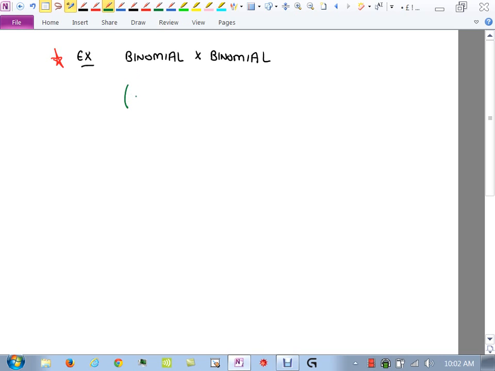Let's take something like 3xy plus 4xy squared, and then put that in parentheses, then start a new parentheses, and let's go negative 10y squared minus 4x squared y. Does everyone see that we have a binomial times a binomial? Two terms in the first parentheses, two terms in the second.